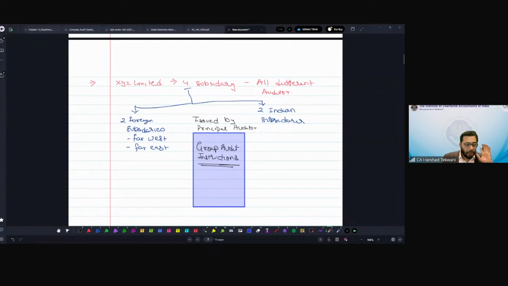Yes, sir. Now, I cannot go to each and every auditor. I cannot ask them the questions. What I will do is I'll prepare a questionnaire. I will ask each and every component auditor to fill this questionnaire and give it back to me.